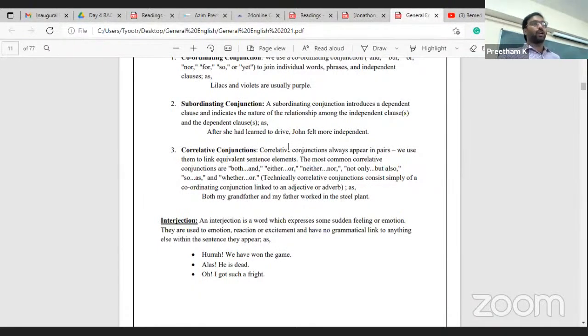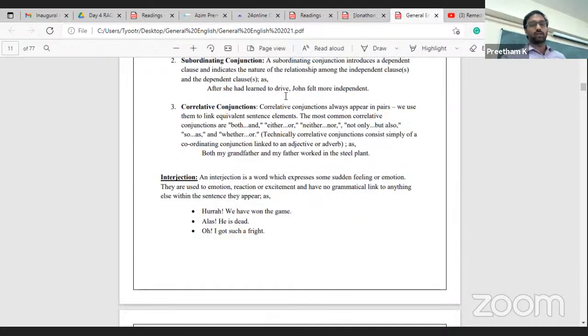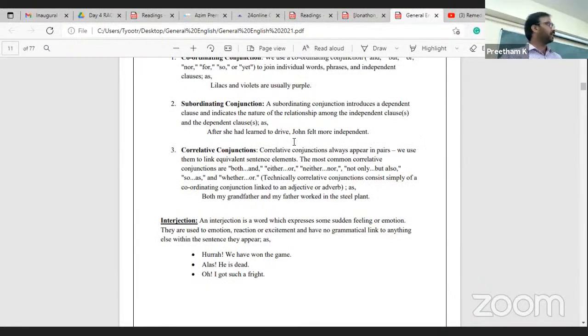Which is the subordinate clause here? Which is the main clause? Which is the dependent clause? John felt more independent is the independent clause because it gives complete meaning. When? Then it elaborates the subordinate clause.